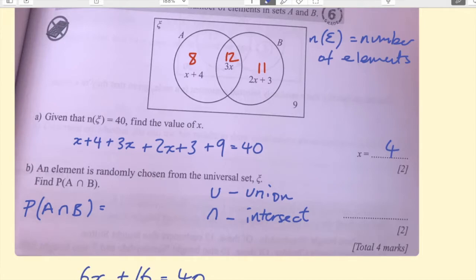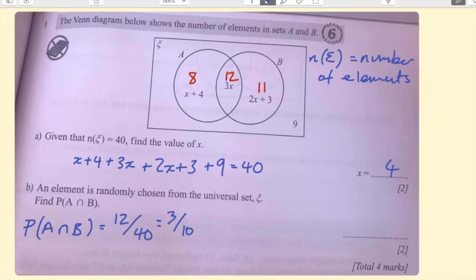So the probability of choosing an element from the intersection is going to be 12 out of 40. And then we can simplify that. If we divide by 4, we'll get 3 over 10. And I believe that's your answer. So that's how you're getting to the answers for those. Does that all make sense?